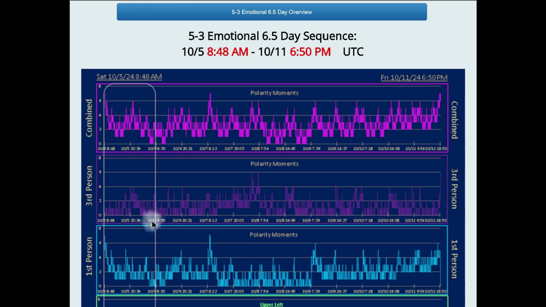Okay? Now, the 5-3 is not a super difficult sequence as far as electromagnetics go. When we change into the 5-3, you can see this right here. I'm going to call this a roller or a swell.